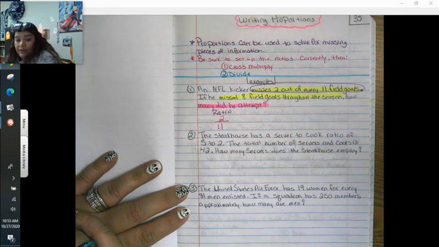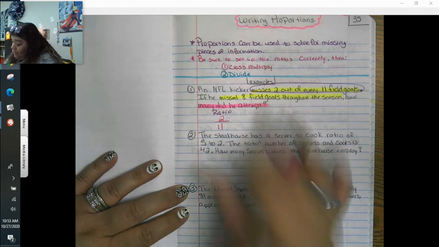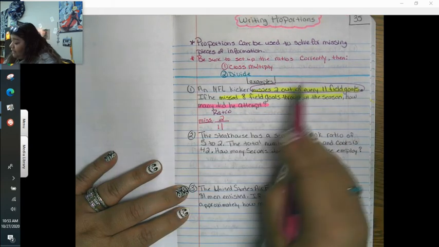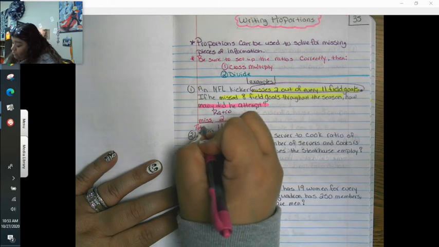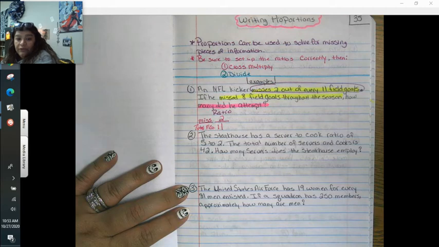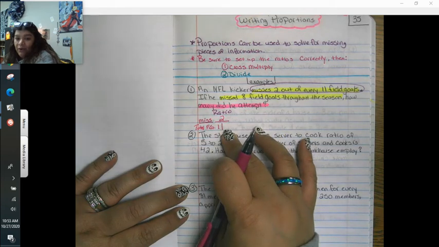Now I'm going to write the unit. I'm going to tell myself what this stands for so I know where to put the other number. The 2 stands for how many he missed. The 11 stands for my total. I'm going to put FG for field goals, my total field goals. Why is it hard for me to say goals? There we go. So he missed 2 out of 11 field goals.